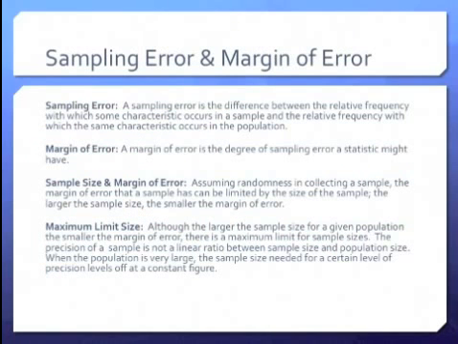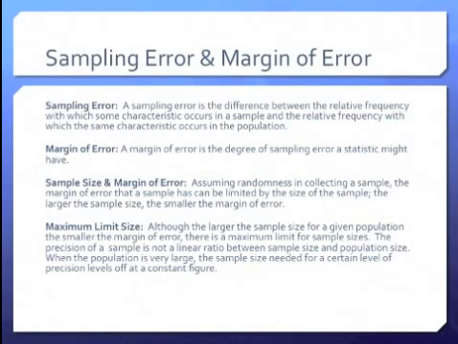Other than biased samples, another thing that can weaken a statistical argument or an argument that uses statistics is the amount of sampling error a particular statistic has. A sampling error is the difference between the relative frequency with which some characteristic occurs in a sample and the relative frequency with which the same characteristic occurs in the population. Since a statistic based on a sample of a population is often used to infer conclusions about a population, we want to ensure that the sample population is representative of the population as a whole. So we want to make sure to limit the degree of sampling error that a statistic has.